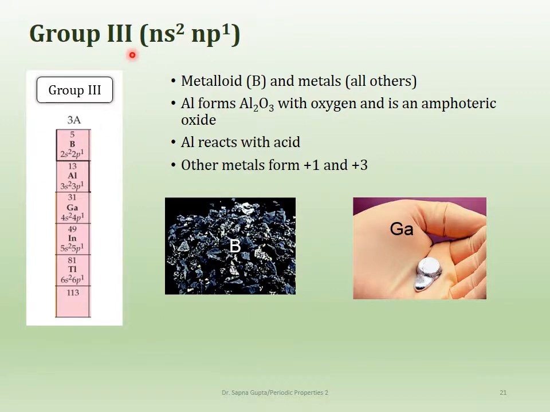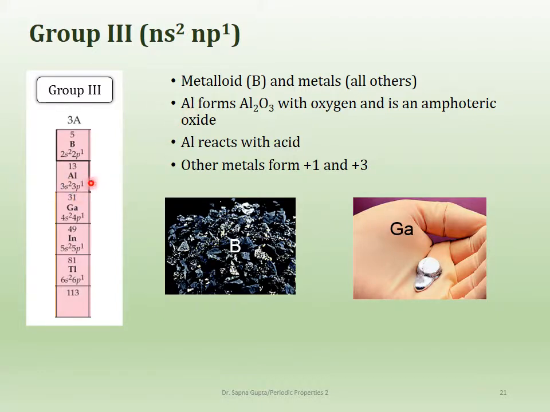Now we get into group number 3, which is the P block. The first group in the P block, ns2 np1, is for the valence shell. We start with boron, go on to aluminum, gallium, indium, thallium, and so on. The first element here is a non-metal now. The next one, aluminum, is a metalloid.